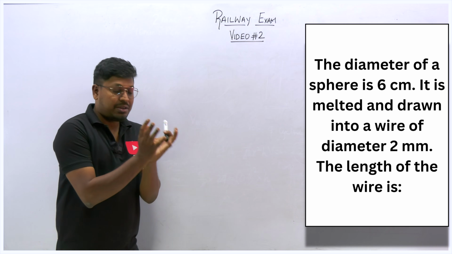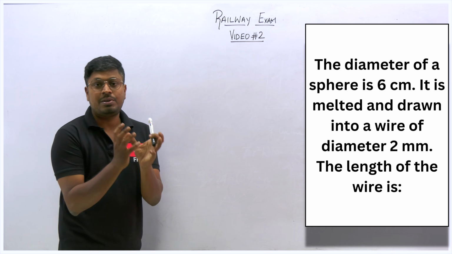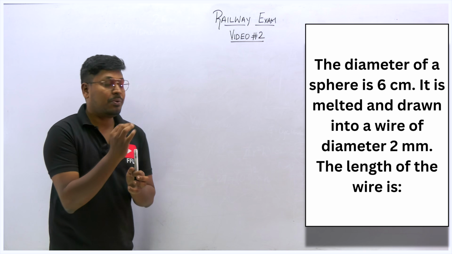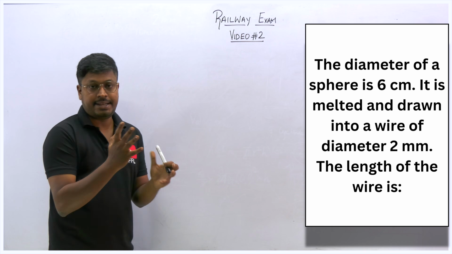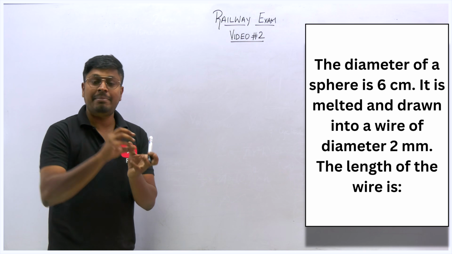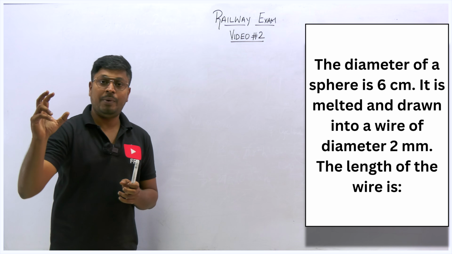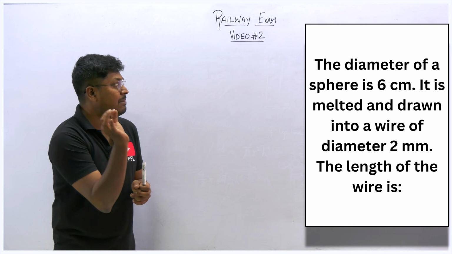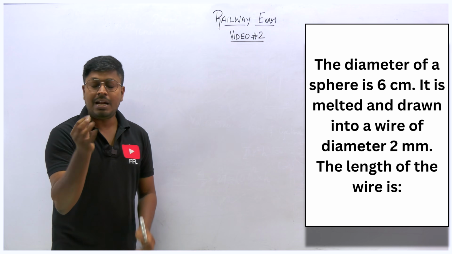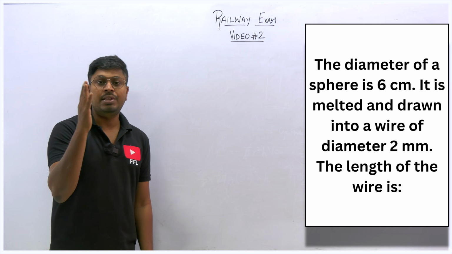So just look at the question, right? First try to understand the question, what concept the question is based on. The question is based on the concept of melting. So they are melting a sphere and making it into a wire. For that wire, they have given the diameter, and our target is to find the length of the wire.